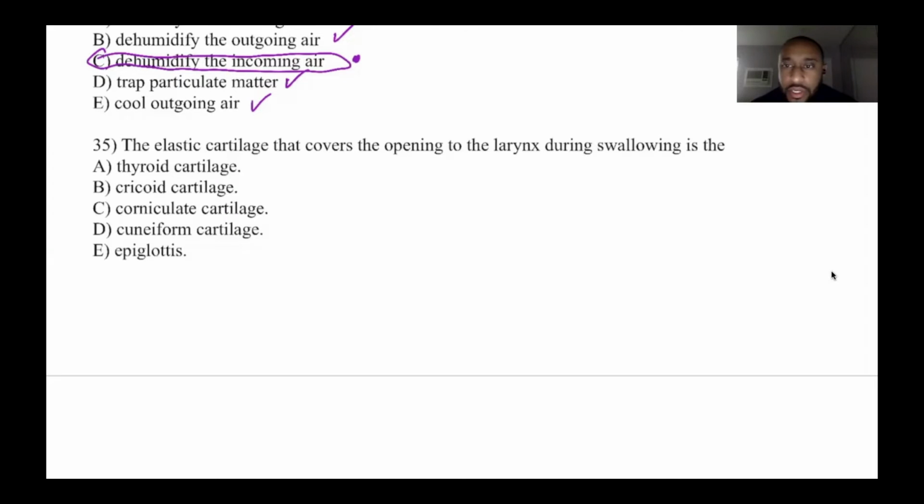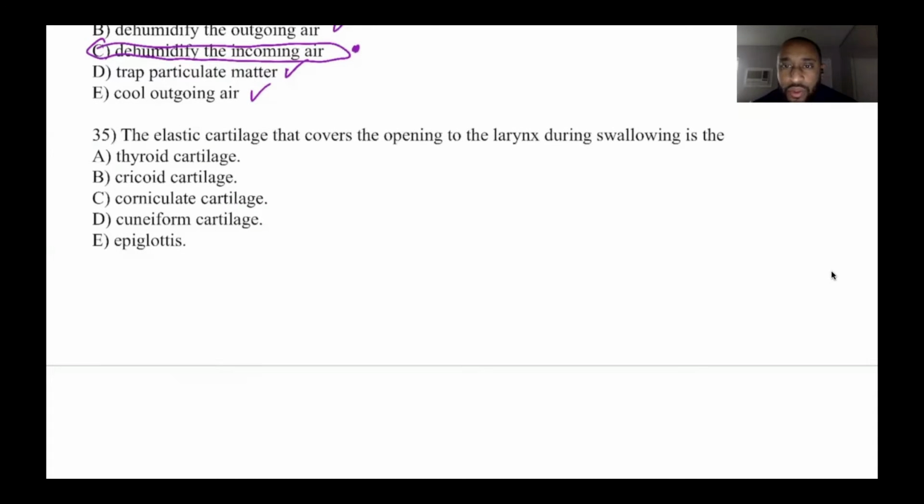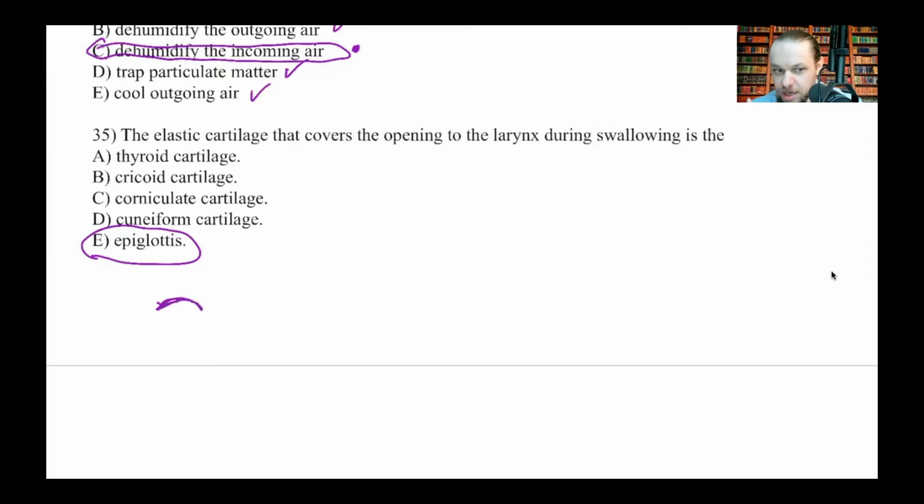The elastic cartilage that covers the opening to the larynx during swallowing is the E, epiglottis. Epiglottis is correct. This is also your landmark as you are proceeding with your intubation. So the way the intubation is going to work, once you have your blade in hand, you're essentially going to do what they call epiglottiscopy. So you're searching for that epiglottis. You're looking for that sliver of the epiglottis. Once you find the epiglottis, then you're going to do valleculoscopy. You basically insert it into the vallecula and you're going to lift. So epiglottis becomes your very important landmark to locate. So good. Epiglottis is correct.